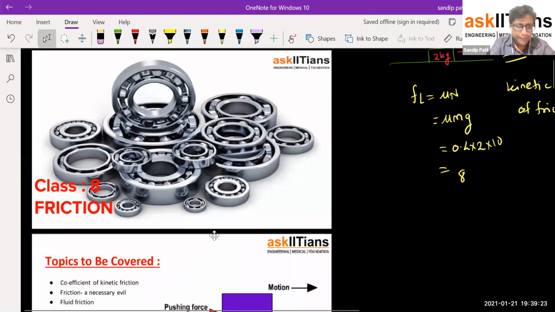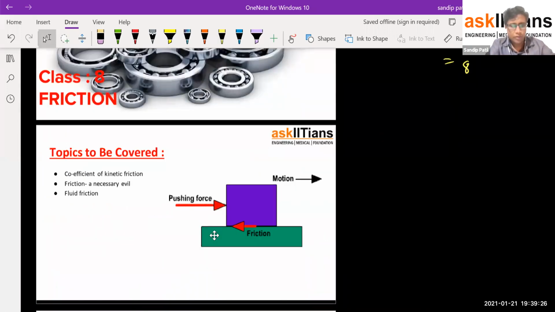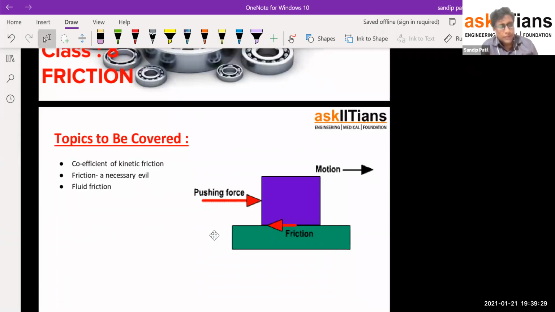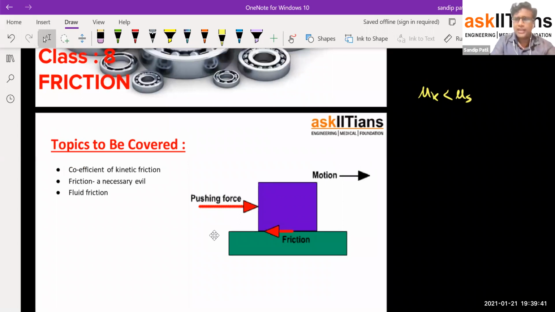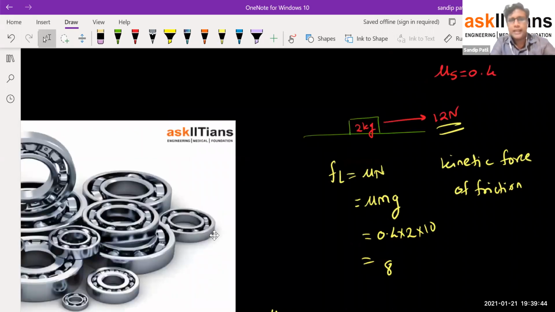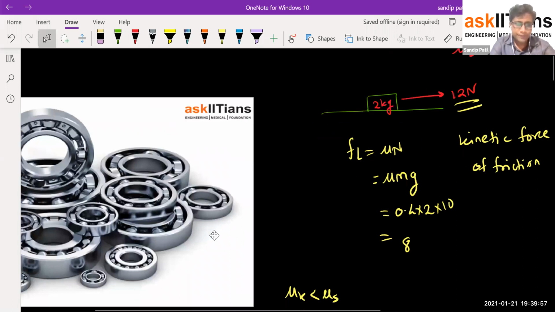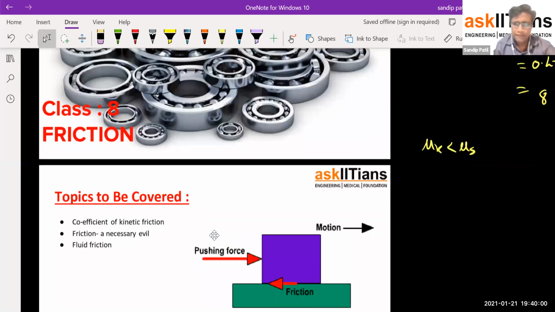So let's see what we are going to study today. Topics to be covered. The first one is the coefficient of kinetic friction, which we have already seen is called mu k. And mu k is less than mu s. If mu s is an arbitrary value, it need not be 0.4 every time. So mu k could be 0.2, 0.3, 0.35, but we can always say that it is less than 0.4. We will also solve some questions which will help you in competitive exams in the future.